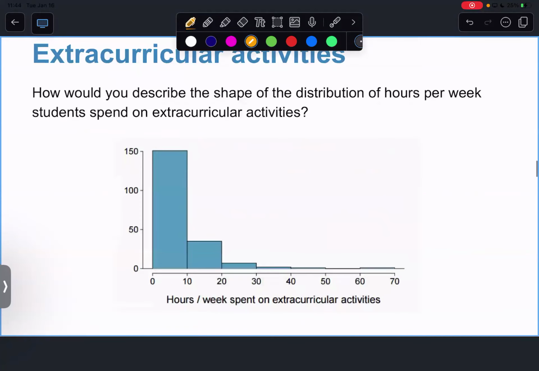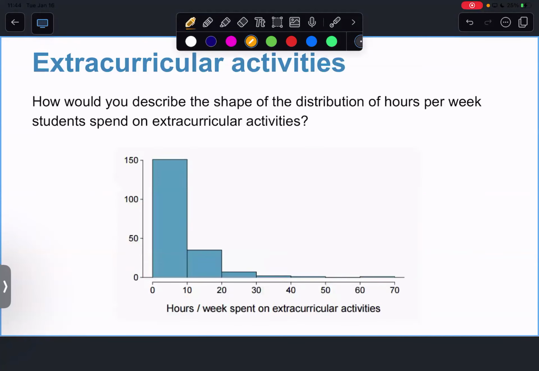Well, we already did this one. But how would you describe this shape? Well, it looks skewed to the right. I'll move on to the next one. Kind of beat this horse.